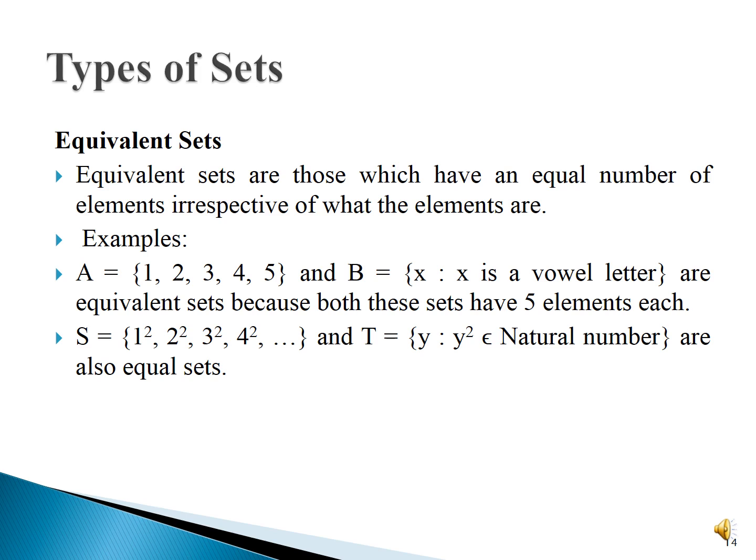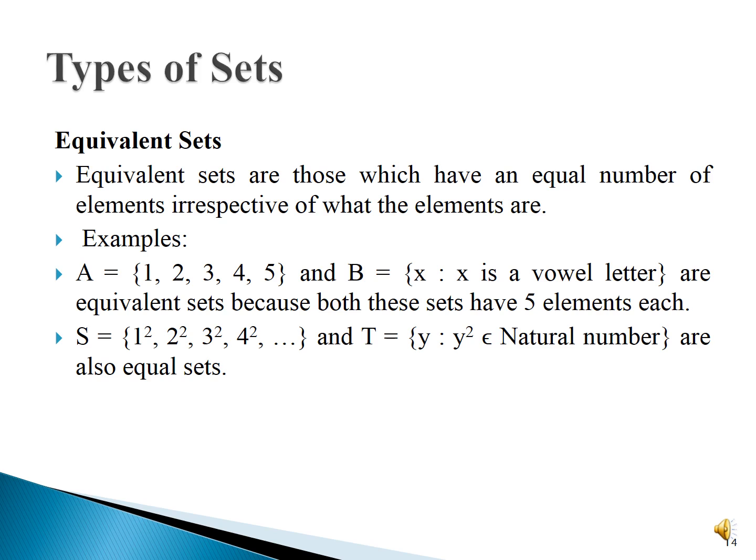If A is a set which contains the elements 1, 2, 3, 4, 5, and B is another set in the set builder form. It has an element X, and X is a vowel letter. Both sets A and B will be called equivalent sets, because the set B will also contain the vowels A, E, I, O, U, which are 5 elements. Therefore, sets A and B will be called equivalent sets.